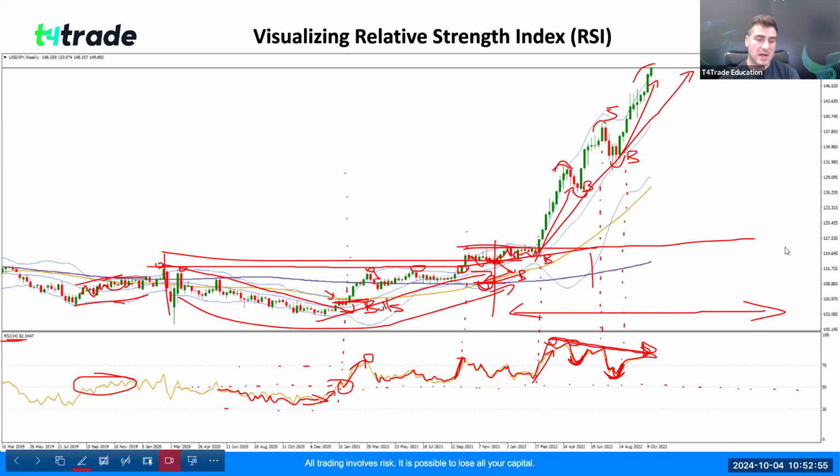Yeah, that's pretty much how you can use the RSI as an early signal alongside other technical indicators in order to make much more informed decisions when it comes to your trading journey.